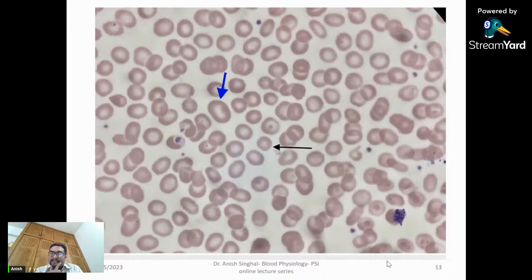Now, in this slide, see the blue arrow, there you get to see a big RBC. Just at the 4 o'clock position to the blue arrow, you can see a normal RBC. And again at the 4 o'clock position to the normal RBC, you see the black arrow, it is a microcytic RBC. So this slide is important to understand how a normal RBC looks. On the right side, you can see a microcytic RBC. On the left side, you can see a macrocytic RBC.